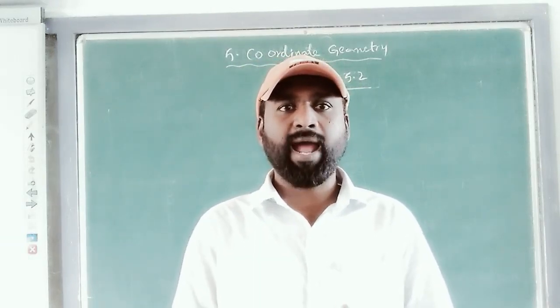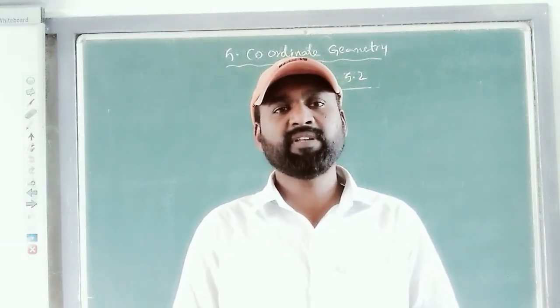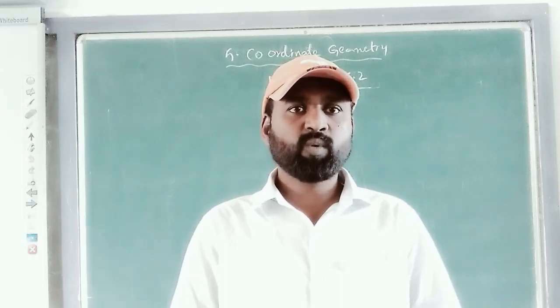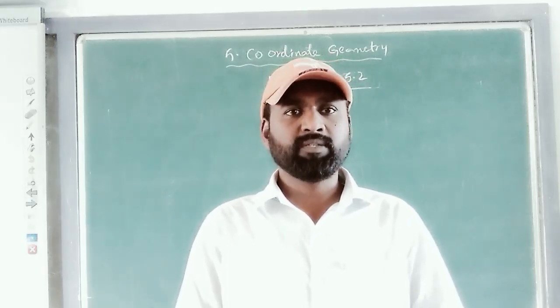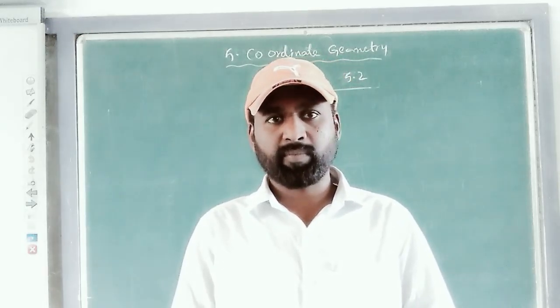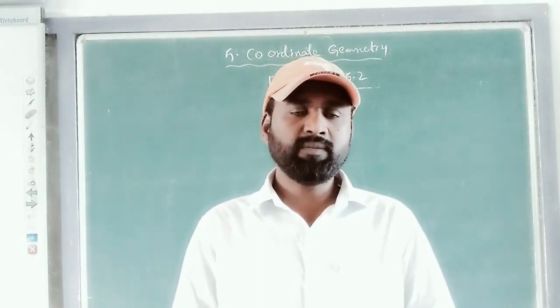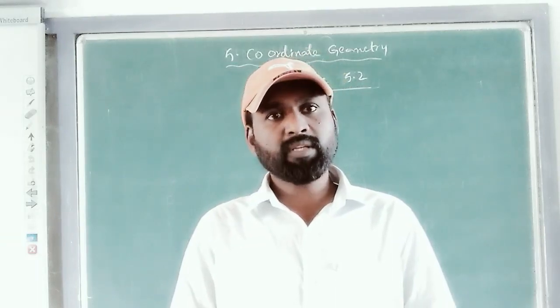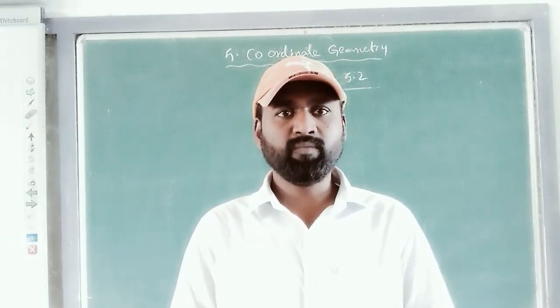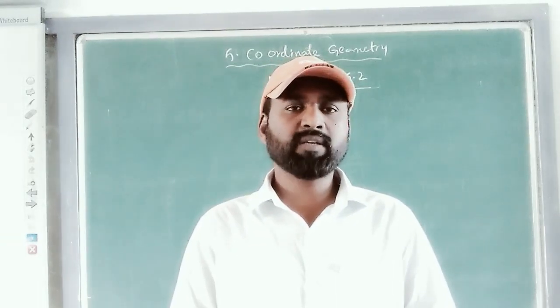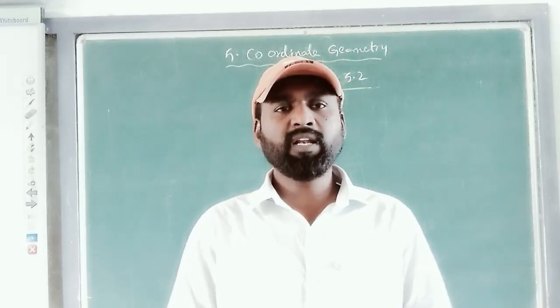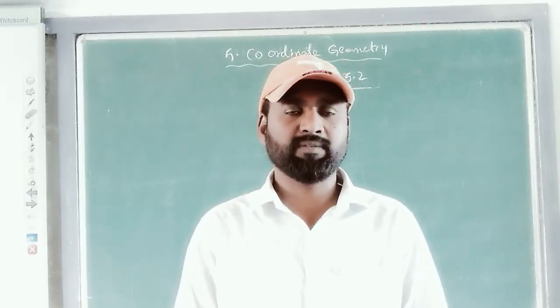So these two axes divide the plane surface into 4 equal quadrants. In quadrant 1, both the x coordinate and y coordinate are positive. In quadrant 2, x is negative, y is positive. In quadrant 3, both are negative, x is negative, y is negative. In quadrant 4, x is positive, y is negative. All this information we learned in our previous class.